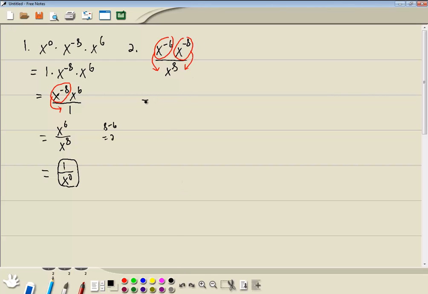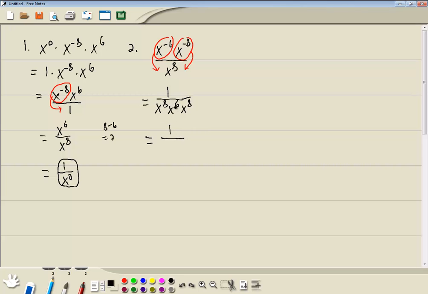Now since there's nothing left up on top, the 1 becomes visible, and that x to the 8th is still down there. We take the x to the negative 6 down below and it becomes x to the positive 6, and we take the x to the negative 8 down there and it becomes x to the positive 8. Again, anytime you move anything opposite of where it's at in a fraction, the sign of the exponent changes.